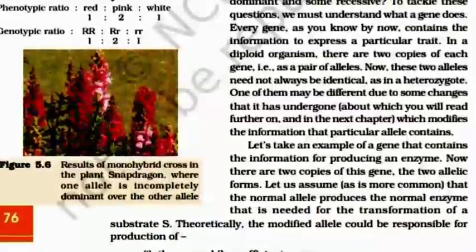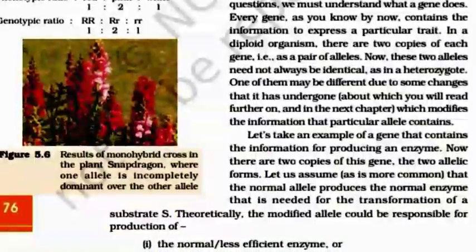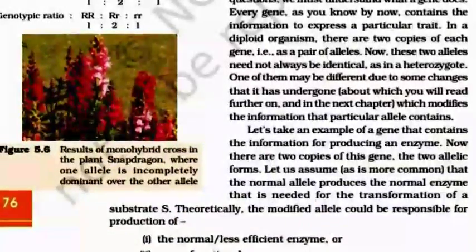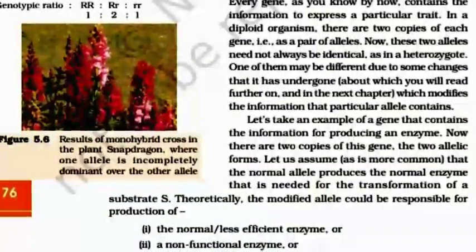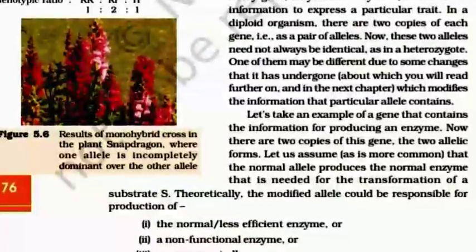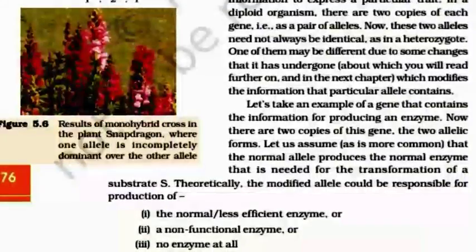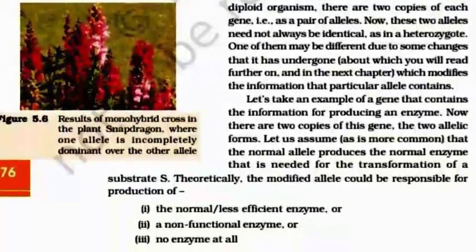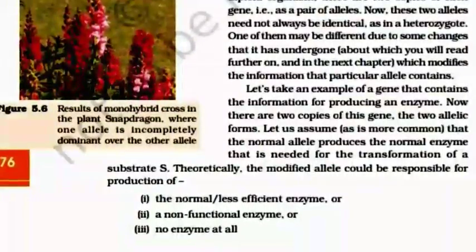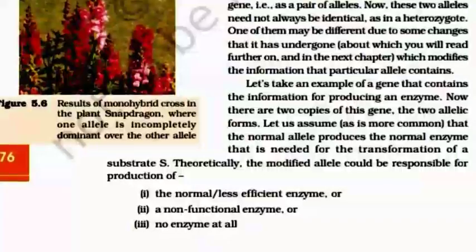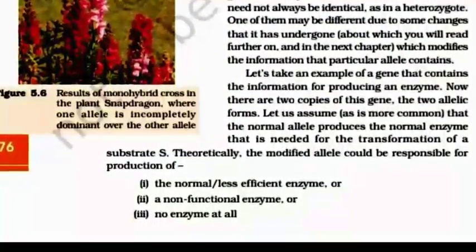Let us take an example of a gene that contains the information for producing an enzyme. Now there are two copies of this gene, the two allelic forms. Let us assume, as is more common, that the normal allele produces the normal enzyme that is needed for the transformation of a substrate. Theoretically, the modified allele could be responsible for production of a normal enzyme, a less efficient enzyme, a non-functional enzyme, or no enzyme at all.